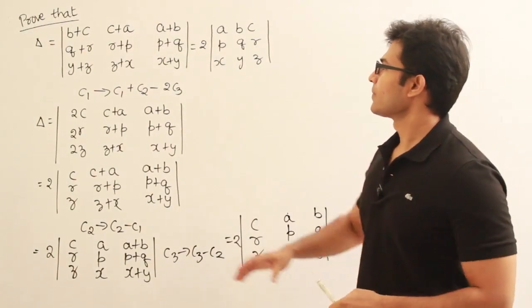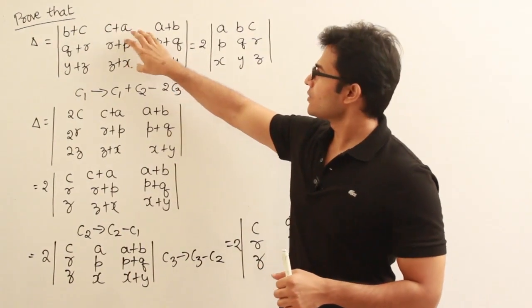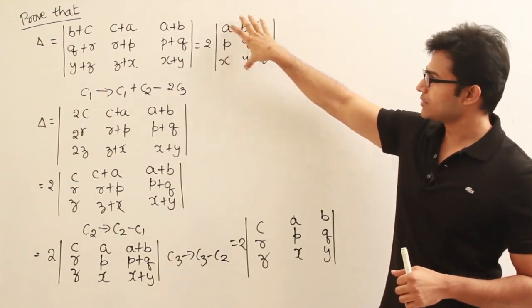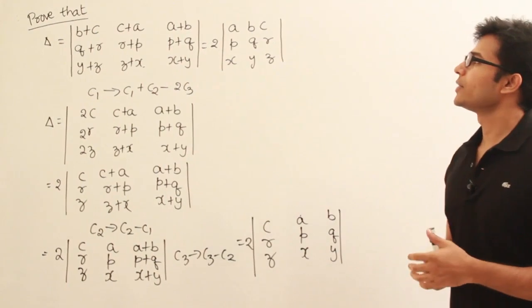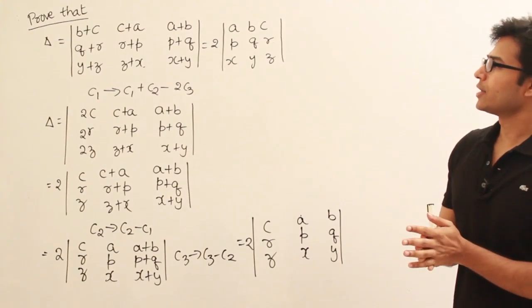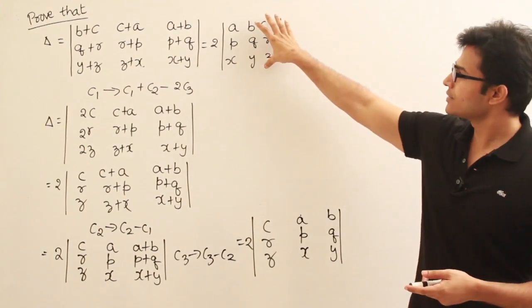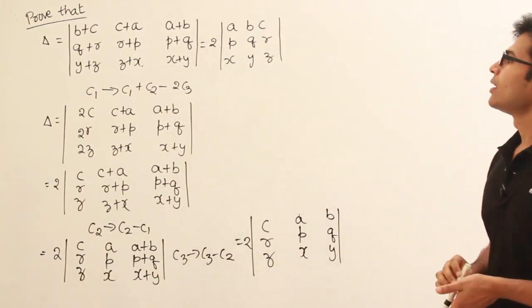Now in this question, we are given this determinant and we are supposed to prove that it is equal to twice the value of this determinant, right? So we are not actually going to derive a small expression at the end. We have to do some transformations and see that we get this, okay?